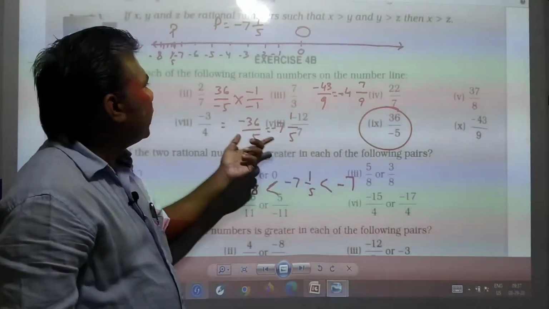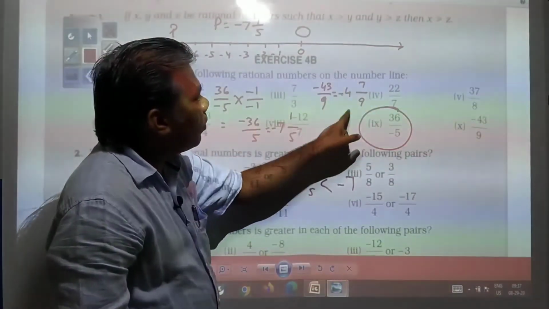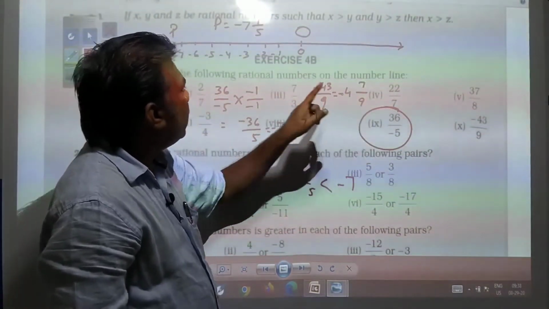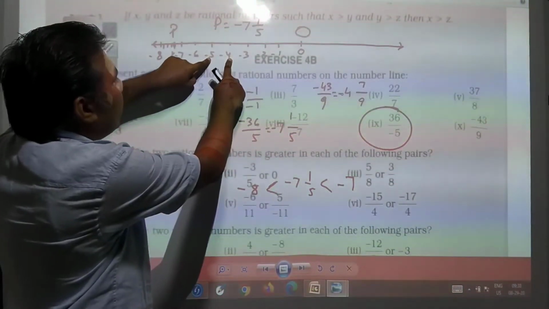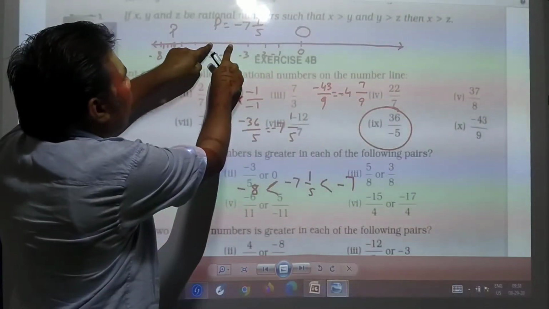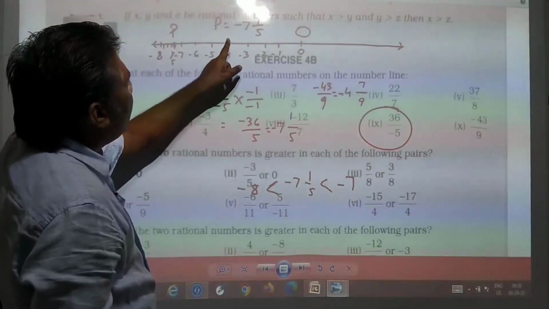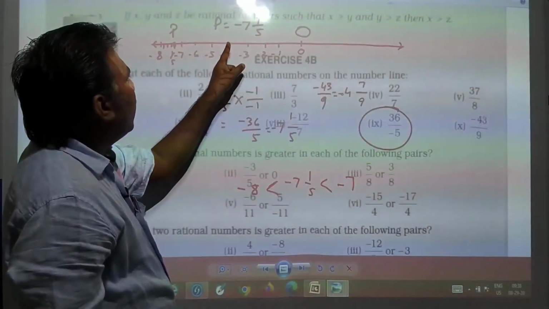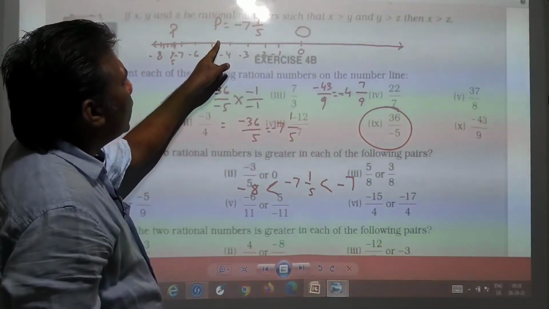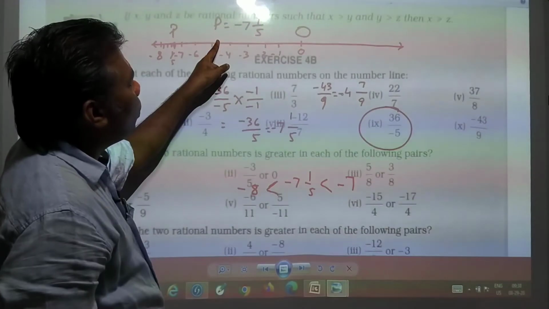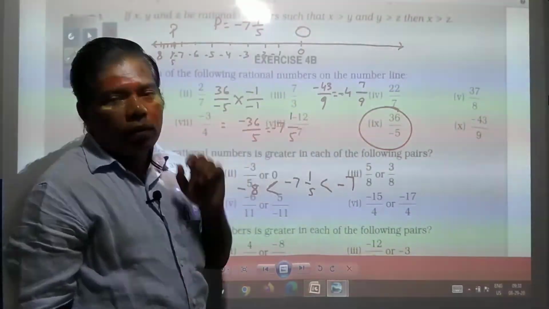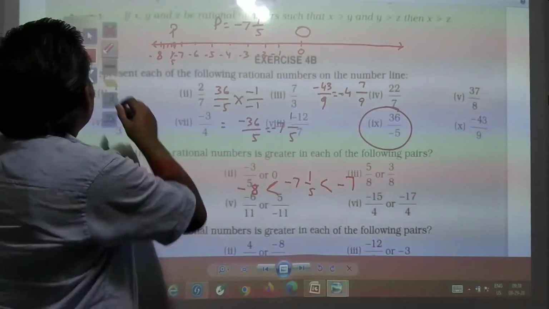So again what is to be done? You need to know where this number will come. Minus 4 whole 7 by 9 will come in between minus 5 and minus 4. And since the denominator is 9, this portion is required to be divided into 9 equal portions. And then we need to see 7. So 1, 2, 3, 4, 5, 6, 7 will come somewhere here. So minus 4 whole 7 by 9 you will get at this point. So in this way this is required to be done. I hope you understood, you will be able to do it.